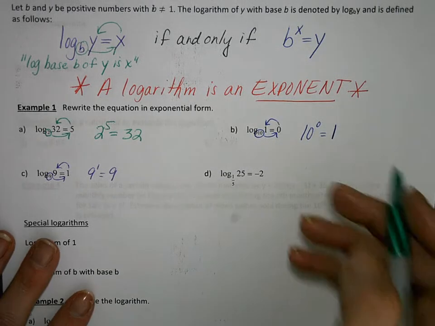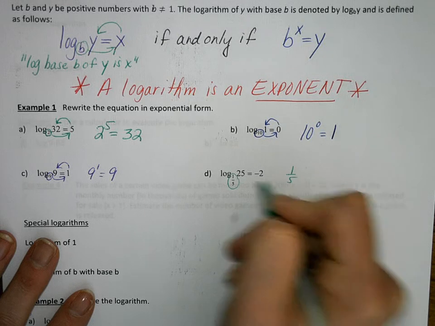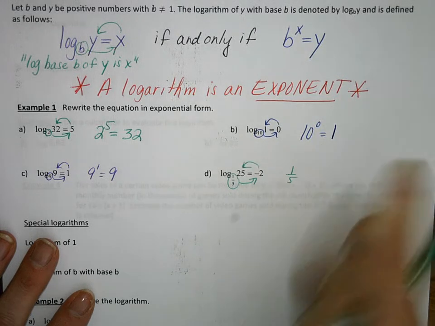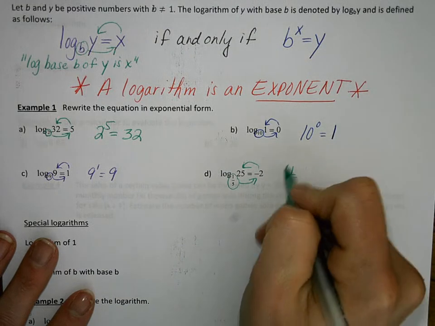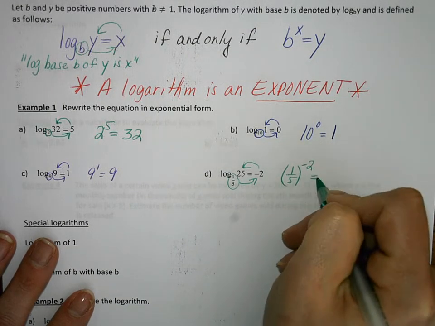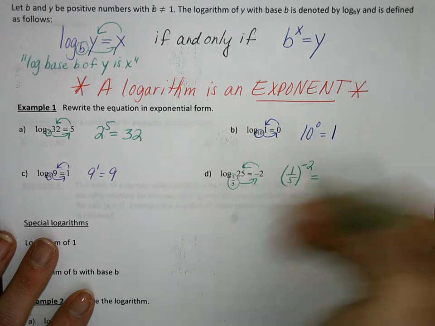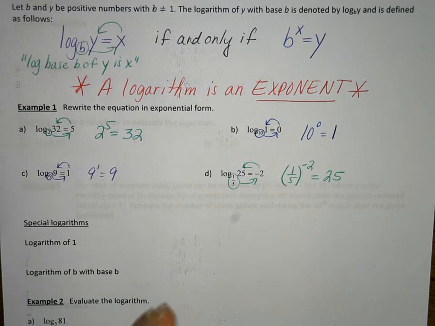The first part is 1/5 to the negative second power is 25. Beautiful. Now, make sure that it's all of that 1/5 to the negative 2 power. So I want to make sure I put it in parentheses. All of that 1/5 to the negative 2 power is equal to what's inside, which is 25. And they should make sense.